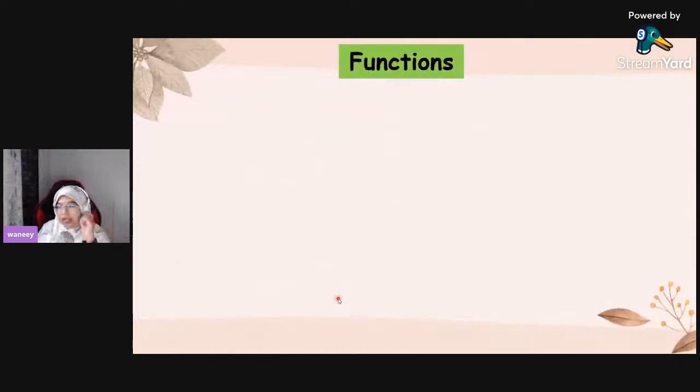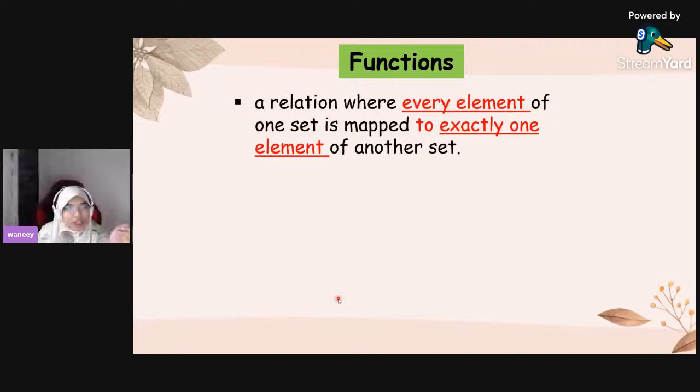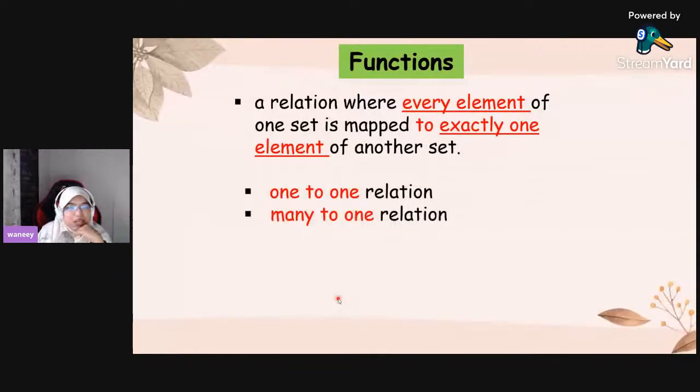So what actually is a function? A function is a relation where every element of one set is mapped to exactly one element of another set. For a function, we only have two types of relation, either one-to-one or many-to-one. The most important thing is on the right hand side: this needs to be one. The left hand side can be one-to-one or many-to-one. Those are known as functions.